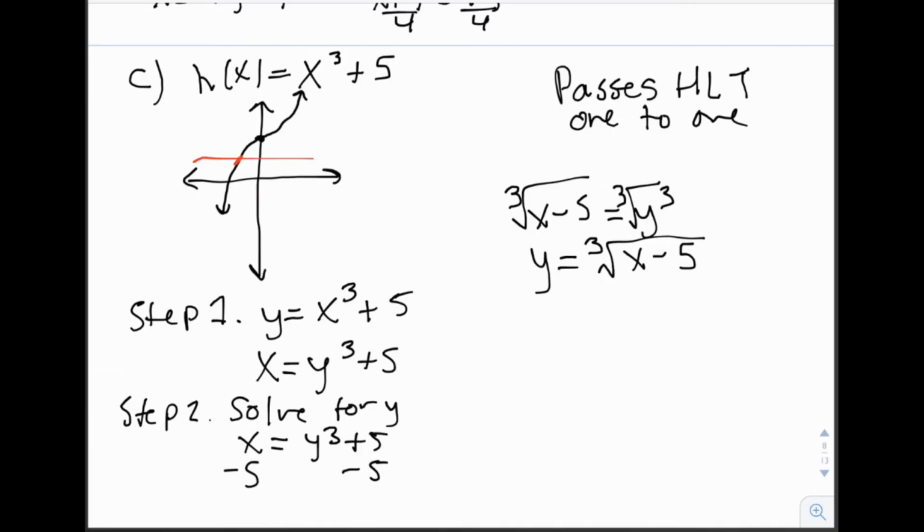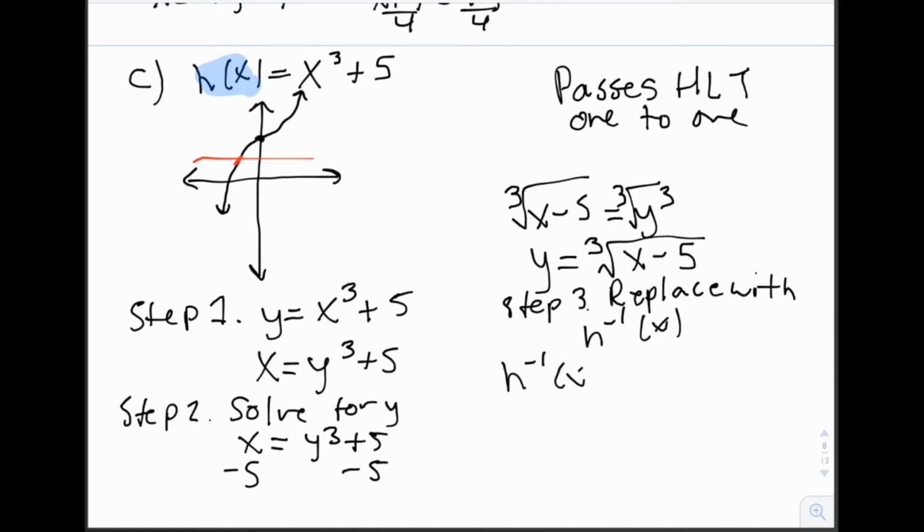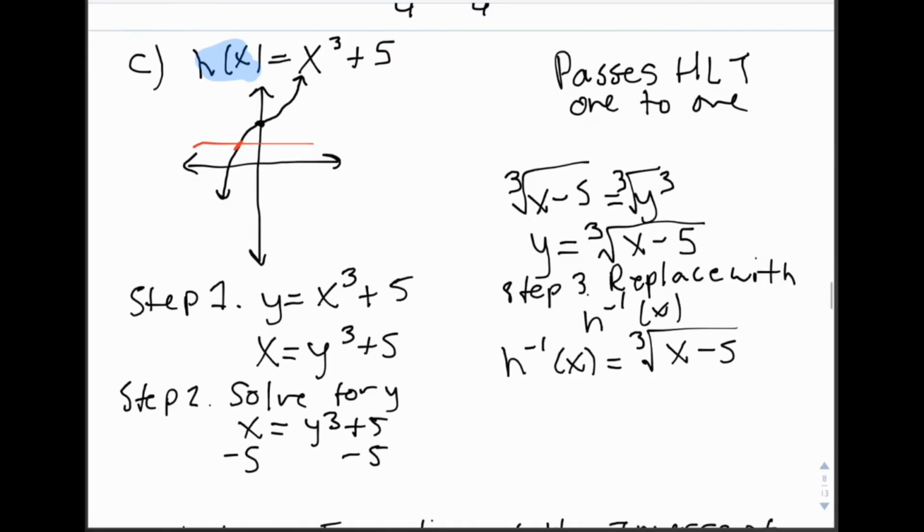So we can go ahead and move on to step number 3, which says to replace that y with, in our case, we are dealing with h of x, so in this case, h inverse of x. So step 3, replace y with, in this case, h inverse of x. So y is now going to be replaced with h inverse of x. So that gives us the cube root of x minus 5. So we should be good to go for our part C, and we can go ahead and move on.